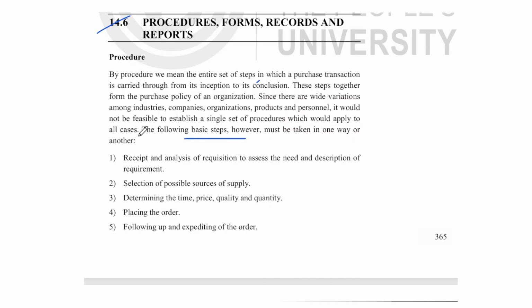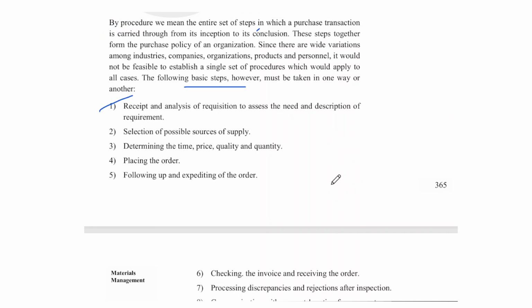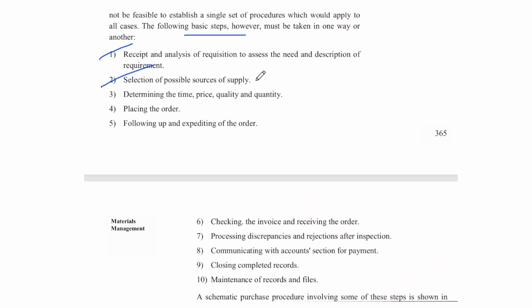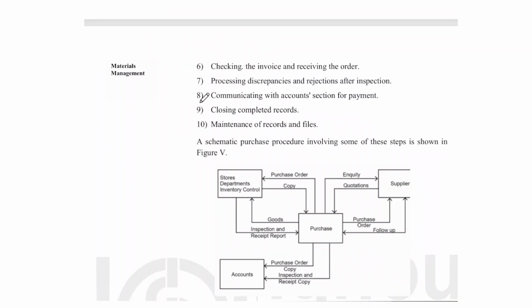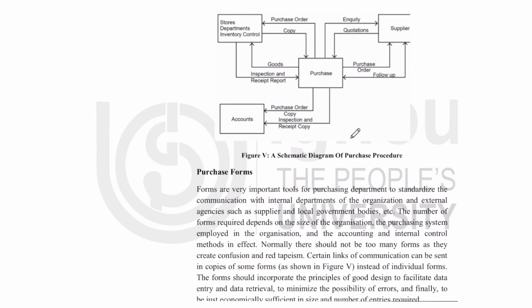And the following basic steps, however, must be taken in one way or another: receipt and analysis of requisition to assess the need and description of requirement, selection of possible sources of supply and determining the time, price, quality, and quantity, placing the order, following up and expedition of the order, and checking the invoice and receiving the order, processing discrepancies and rejections after inspection, communicating with the account section for payment, closing complete records, and maintenance of record and files. Oh, it is a schematic diagram of purchase product.